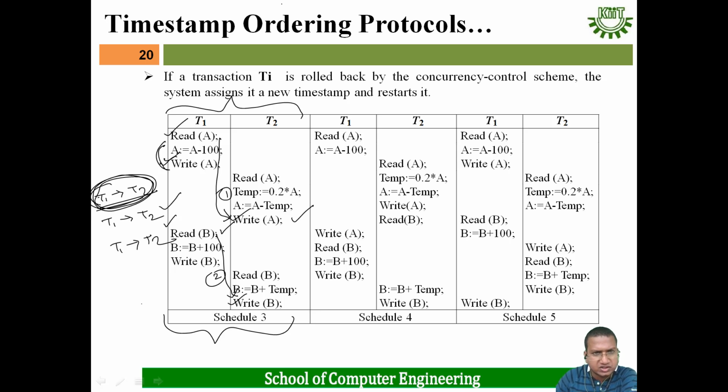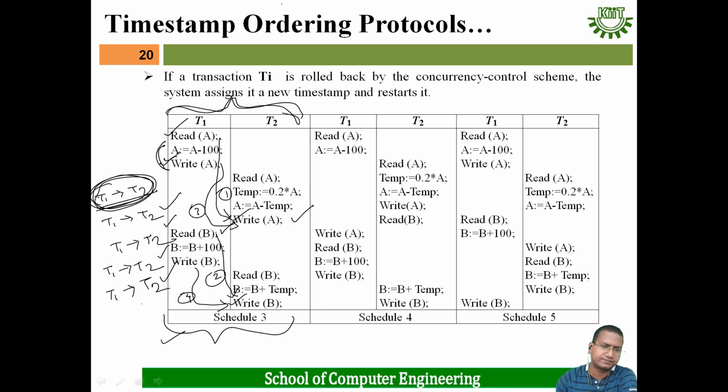Then here also write A to write A. This is also a conflicting operation, and the order is from T1 to T2. It will not create a problem. Here also write B to write B is a conflicting operation, and again the order is T1 to T2, so it will not create a problem. That means this schedule will execute properly according to the timestamp protocol. No need to reject any operation or roll back any transaction. This schedule 3 follows the timestamp protocol.